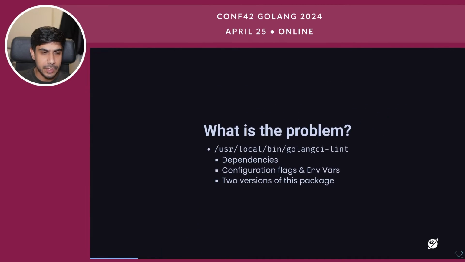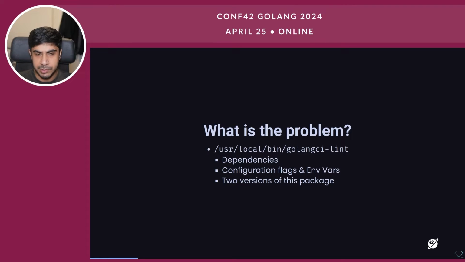So what's the problem we're solving? Well, imagine typically when we have binaries installed, we might have them in user local bin, like Golang CI-lint. There are a few problems that the typical package managers have. What dependencies does this need, runtime and build time? How easy is it to discover that? What configuration flags was this tool built with, and environment variables? If you wanted to build the same version yourself, how do you do that? And then how do we have two versions of this package? What if we need to have version 2, for example, and version 1?